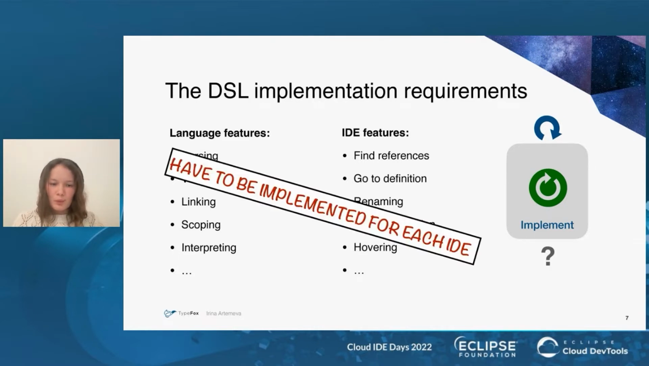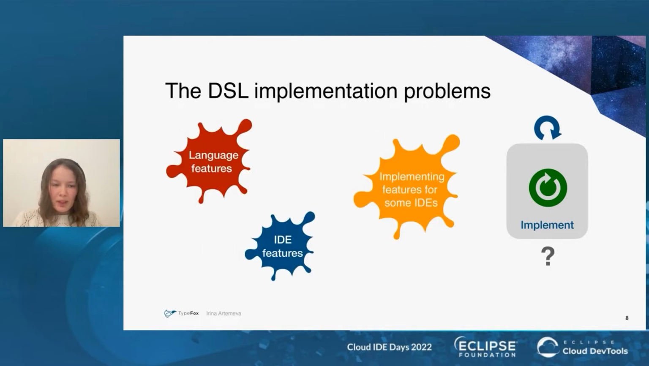One problem that you need to resolve is to choose the IDEs for which you implement your features, and re-implement these features for each IDE. The problem is that different IDEs can have different APIs, and yeah, you have to re-implement these features. So to summarize the problems that we have: implement language features, IDE features, and implement all those features for several IDEs.